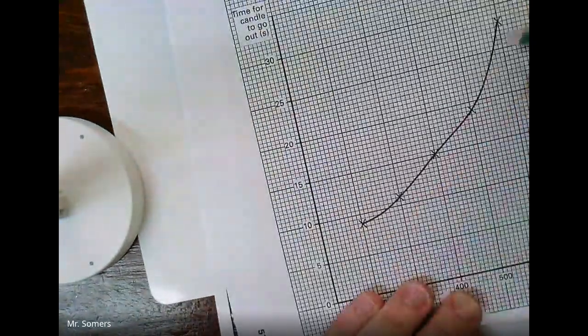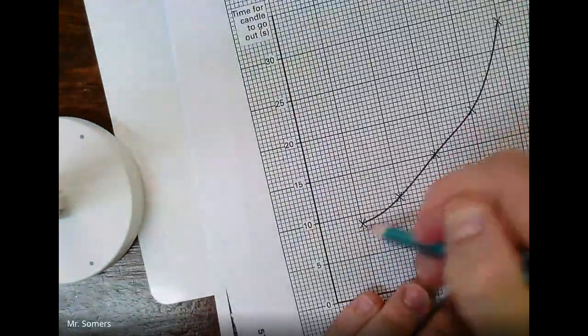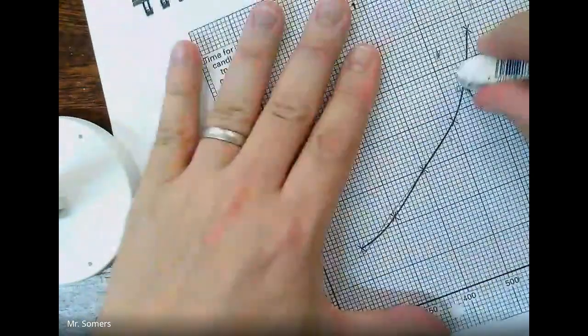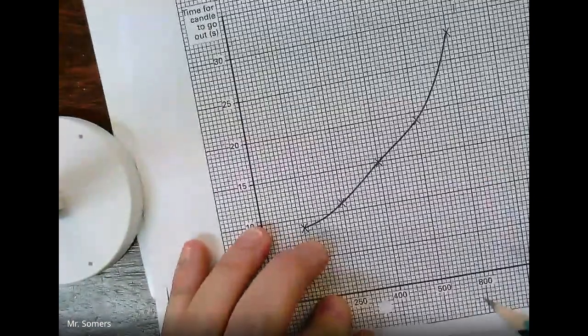Make mistakes. Learning's about making mistakes as well. Is that the best? No. Do it again. Okay, you get the idea. It should look similar to that.